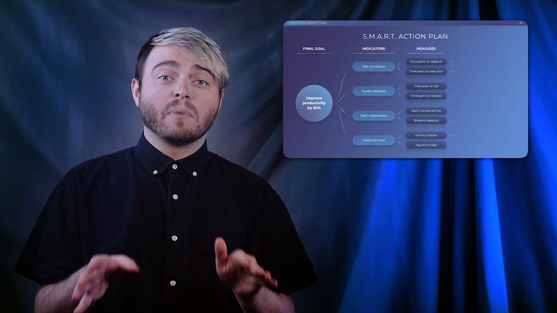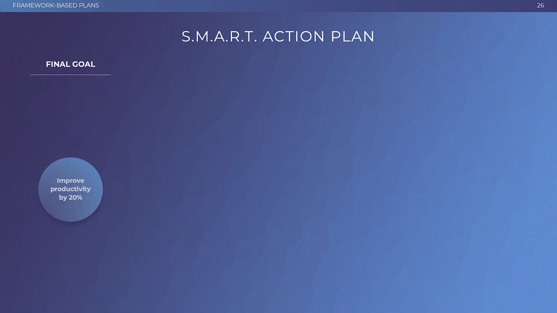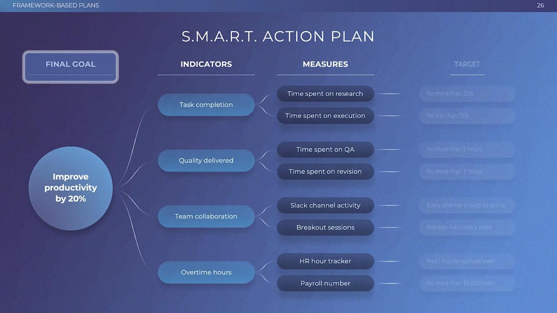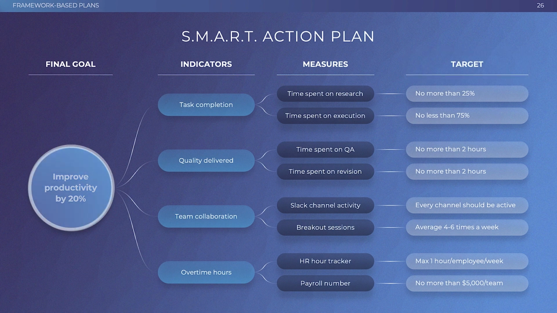Action plans can also be designed around the idea of SMART goals, which stands for specific, measurable, attainable, realistic, and timely. This flowchart starts with the final goal, branching into well-defined indicators, measures, and targets. Let's say your goal is to increase the team's output by 20%. Indicators might include reduced project completion times and fewer errors. Measures could include baseline current productivity rates, and targets could be set to a certain percentage improvement per month to reach the 20% mark in 6 months.